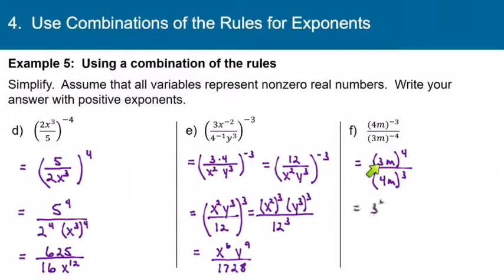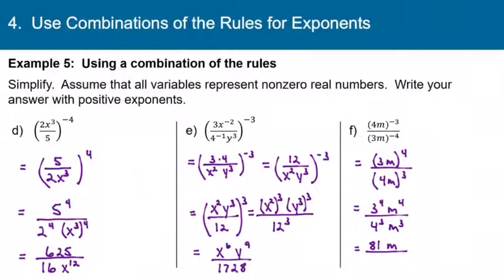So that's going to give me 3 to the 4th times m to the 4th over 4 to the 3rd times m to the 3rd. Now 3 to the 4th we can work out. We know 3 to the 4th is 81. And now let's go ahead and look at our variables. We have m to the 4th over m to the 3rd. So here we can use the quotient rule to say 4 minus 3 is 1.